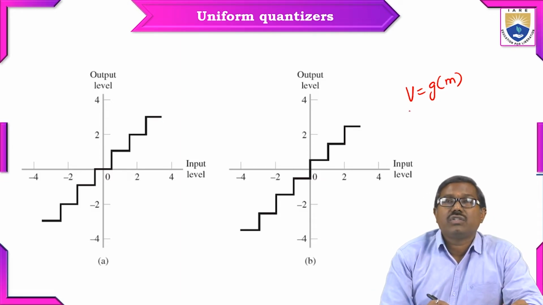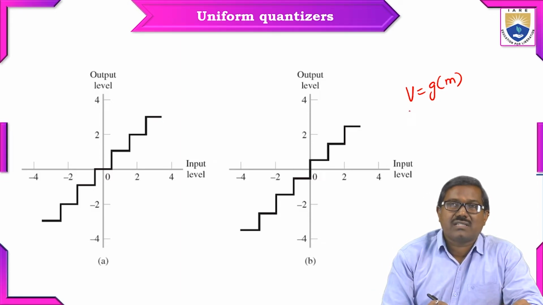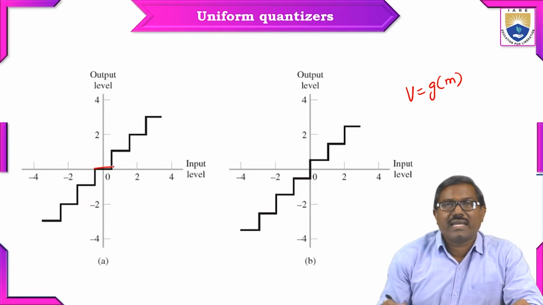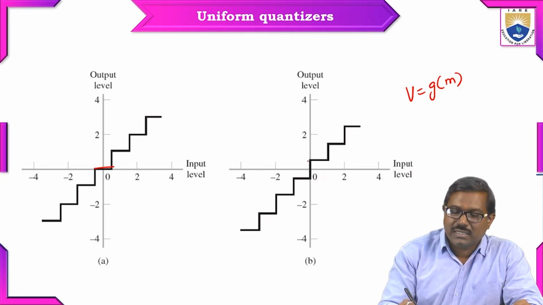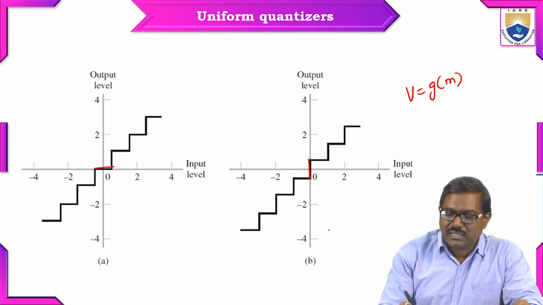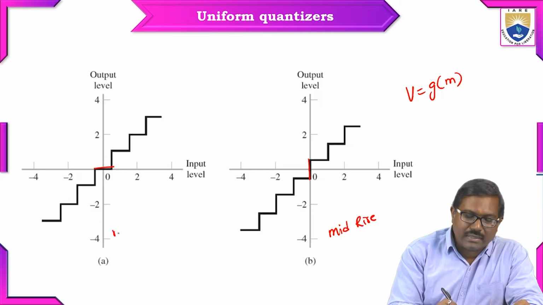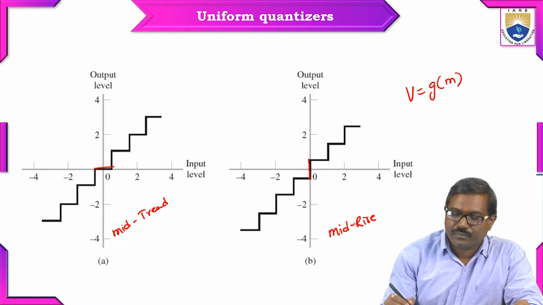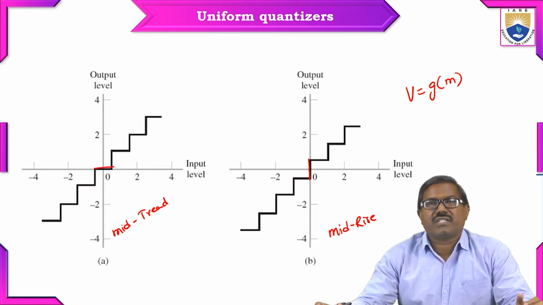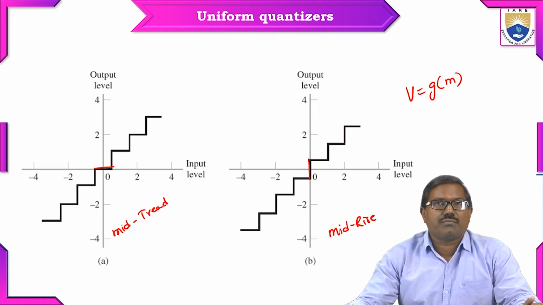Here you have two varieties of uniform quantizers. One is mid-tread. Here you can see the origin is in the tread, whereas this is the rising portion at the origin. So this is called the mid-rise type, and this is called the mid-tread type. Both uniform quantizers are symmetric, mid-tread or mid-rise type. Okay.